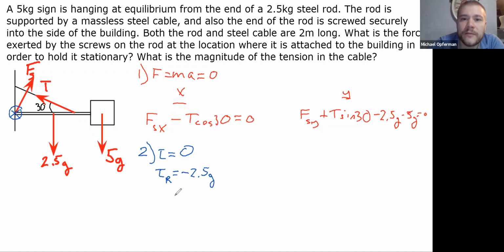That's going to be half the length of the rod, and the length of the rod is 2 meters, so half the length is going to be 1 meter. So it's going to be minus 2.5 G times 1. So minus 2.5 G.